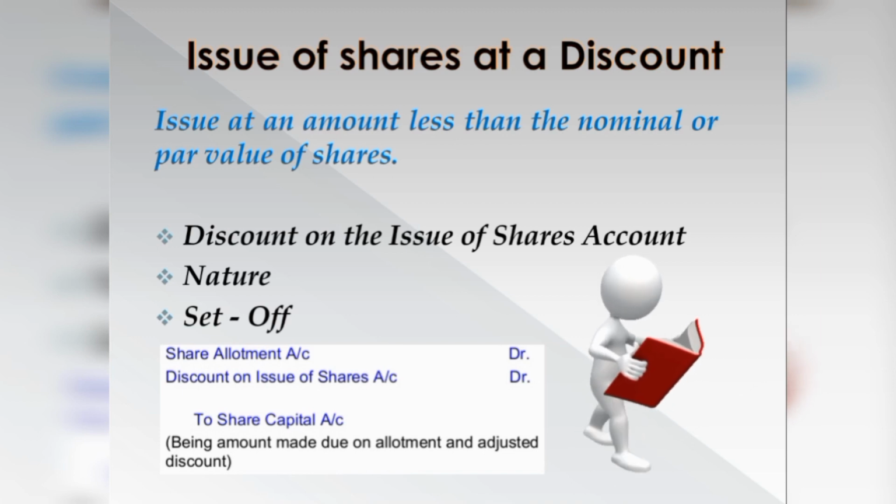A Discount on issue of shares account will be created, where this discount amount will be debited. The journal entry will be: Share allotment account debit, Discount on issue of shares account debit, to Share capital account. The narration will be: being amount made due on allotment and adjusted discount.